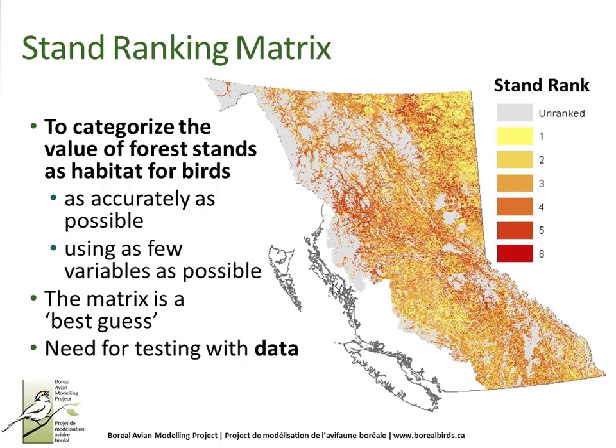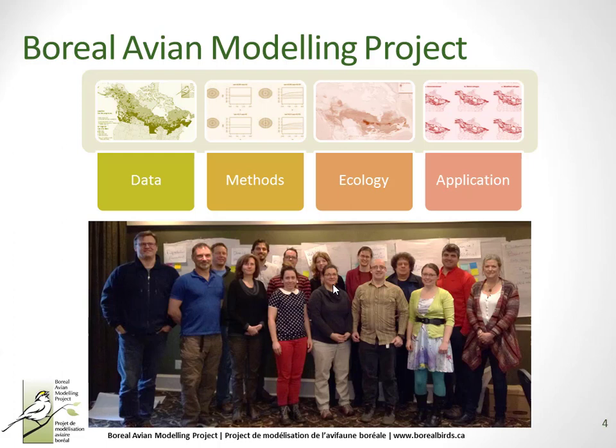So as Kari told us about the stand ranking matrix, the idea being each forest stand is assigned a rank from 1 to 6 based on a combination of these 4 forest attributes pulled from the VRI dataset. And Kari did not produce a full map, so I have done so here. The gray areas are the ones that are in the VRI dataset but not ranked. The lighter yellow colors are lower rank, suggesting lower bird density, or at least that's the assumption we're making. And then the higher ranks are the red ones. And again, like Kari said, the matrix is a best guess, and there's definitely a recognition of the need for testing.